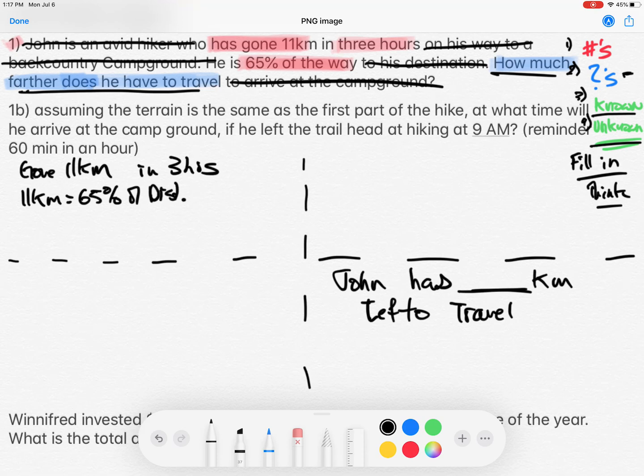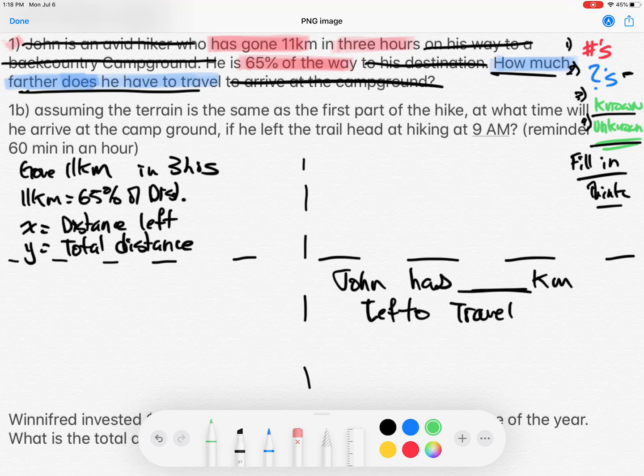Now, what do I not know? First thing I don't know is how much farther he has to travel. So I would give that a variable. So x equals distance left. And we also don't know y, the total distance. So there's two things I don't know. You could choose one of those or you could use both.